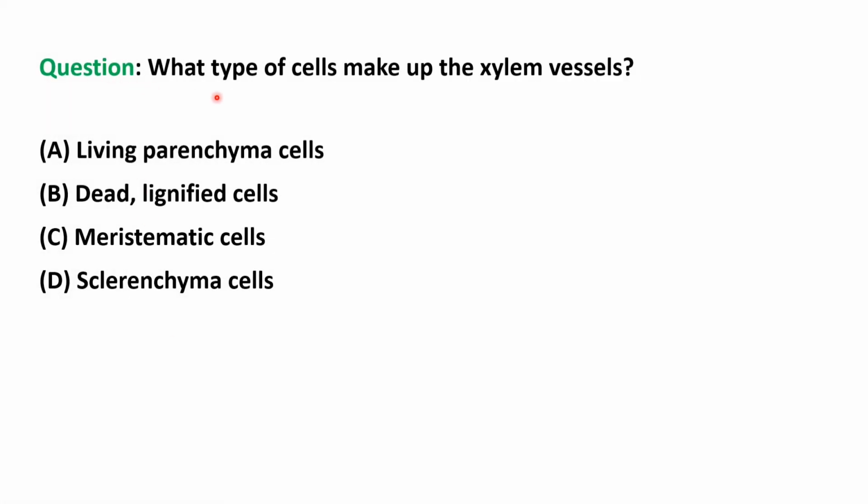The question reads, what type of cells make up the xylem vessels? A. Living parenchyma cells. B. Dead lignified cells. C. Meristematic cells. D. Sclerenchyma cells. So the type of cells that make up the xylem vessels are the dead lignified cells. So the correct answer is B.